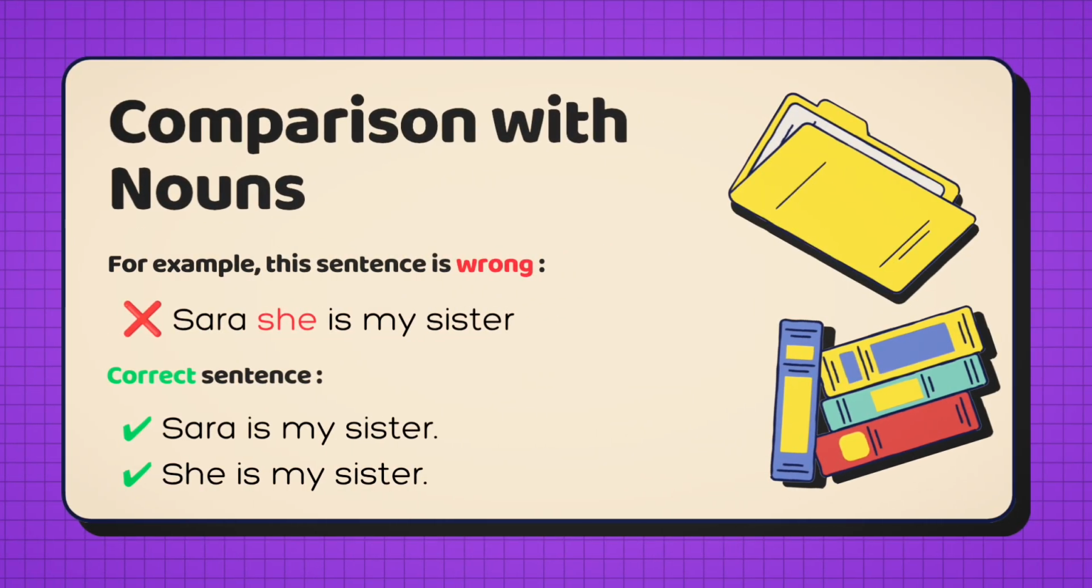Comparison with nouns. Sometimes, people mistakenly use both a noun and one of these words together, but that's incorrect. For example, this sentence is wrong. Sarah, she is my sister. Because Sarah is already a noun, and the word replacing it is unnecessary. So we should only use one of them. Sarah is my sister. She is my sister.